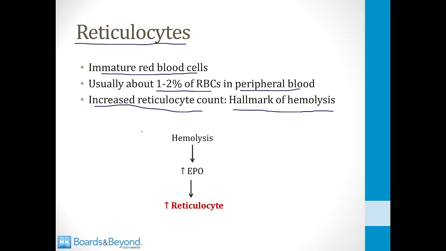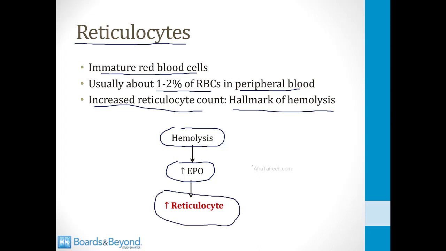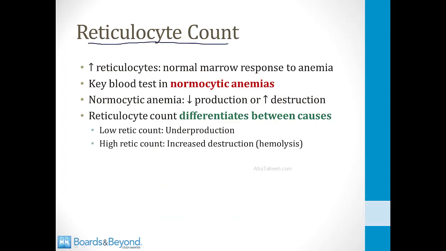But just so you understand how this happens, when there's hemolysis, an anemia develops. This leads to increased EPO production from the kidneys, and that stimulates the production of reticulocytes in the bone marrow. Some of them will spill out into the plasma, and you will see an increased reticulocyte count in the peripheral blood smear.